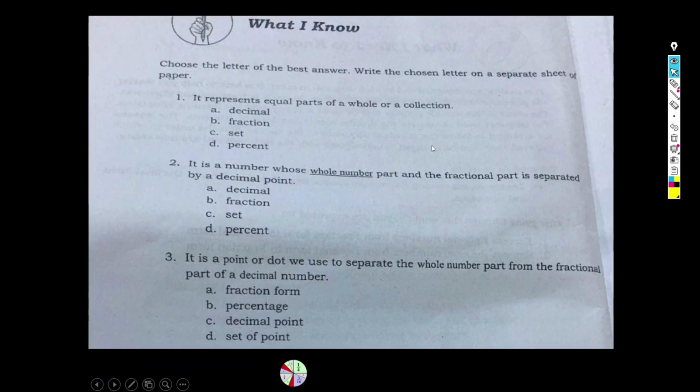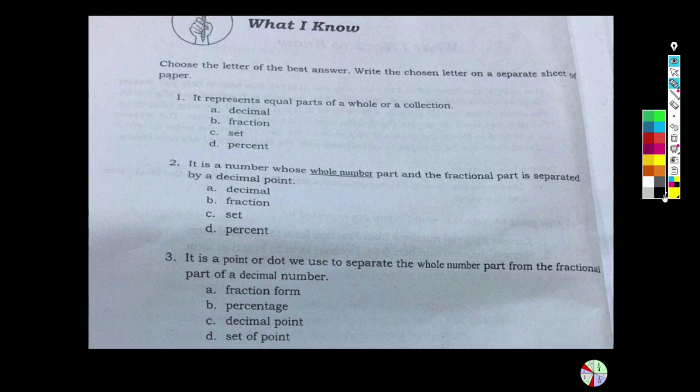Next, what I know. In this part, we're going to find out our past ideas with regards to the questions about fractions and decimals. Okay? Let's start with number 1. Instruction: choose the letter of the best answer. Write the chosen letter on a separate sheet of paper. But for this tutorial, we're just going to answer on the paper itself for tutorial purposes. But for you, you have to write it on a separate sheet of paper based on the instruction.